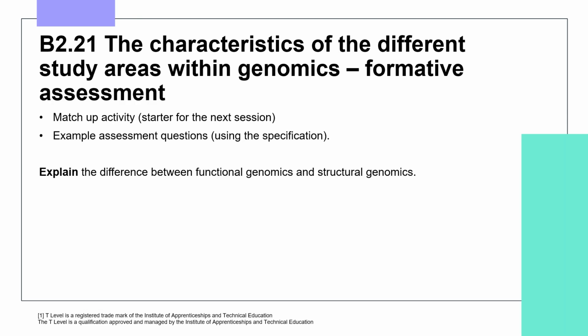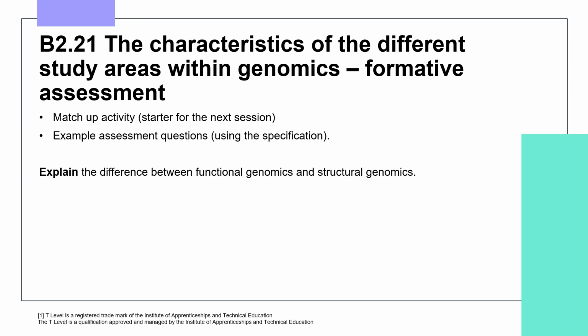In terms of formative assessment for B2.21 then, you could have another match-up activity like before, which again could be embedded throughout various sessions to ensure that they are clear on what each area of study focuses on. You can use example assessment questions, which can be created using the specification. And just as an example, here's one I came up with, just based on looking at the specimen exam questions and then using the specification.